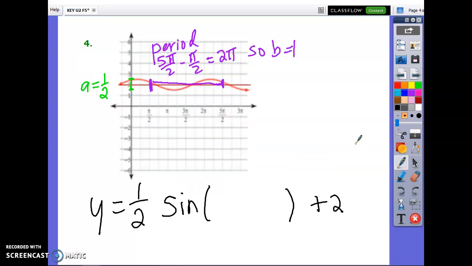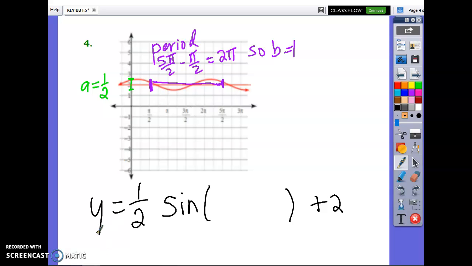Number 4. So my amplitude is going to be 1/2. And it looks like my D, this line here, the x-axis has been moved up 2. So that's why there's a plus 2 at the end. So let's go ahead and find the period. I just tried to do my best. I picked pi over 2 and 5 pi over 2, and I just subtracted them. So the period's 2 pi, so that means my b is 1.